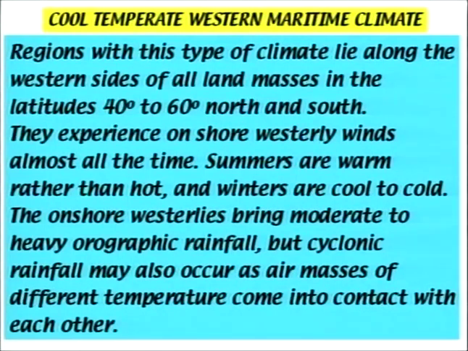Regions with this type of climate, the cool temperate western maritime climate, lie along the western sides of all land masses in the latitudes 40 degrees to 60 degrees north and south of the equator. These areas experience onshore westerly winds almost all the time. Remember, by the time we reach 30 degrees to 60 north and 30 to 60 south, the horizontal air masses would be mainly the westerly winds blowing.